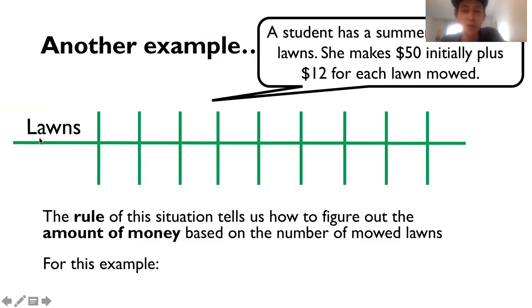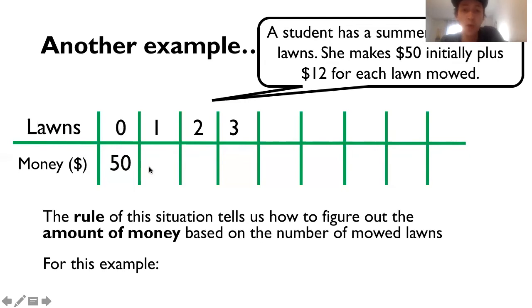So what we're going to do, we'll make a quick table where we show the number of lawns and the amount of money she collects. So lawns will be the x part of the table. Money will be the y part of the table. So the lawns, I'll give you a few to start with. If she mows nothing, well, remember, she's making $50 before she even begins her job. So if she mows 0 lawns, she'll still get $50.